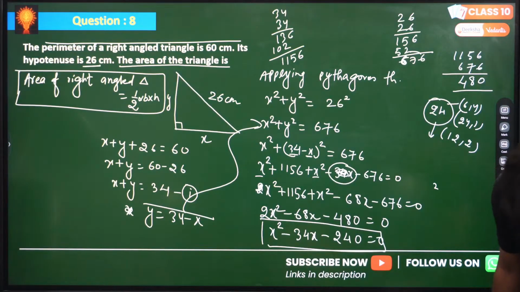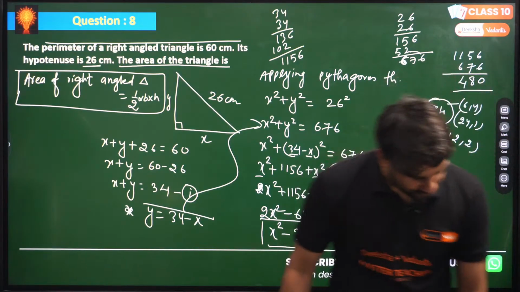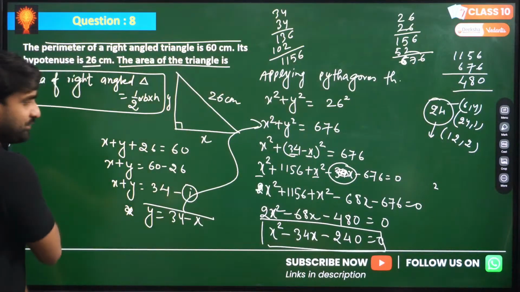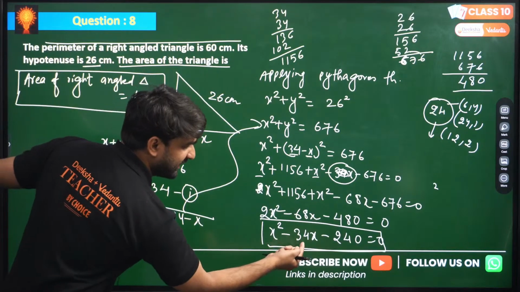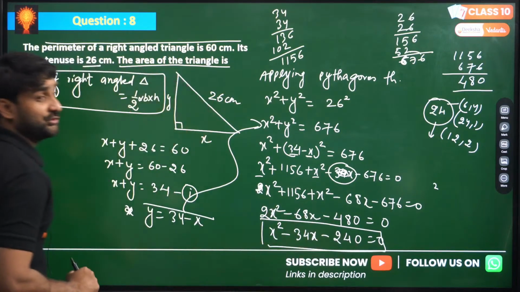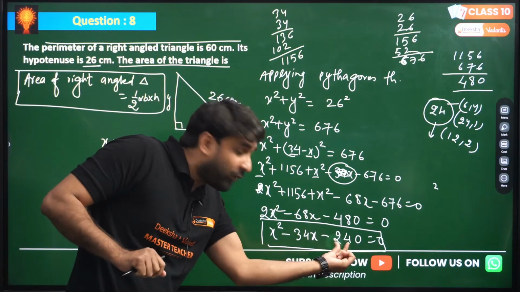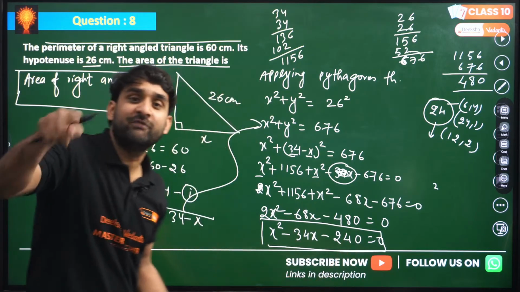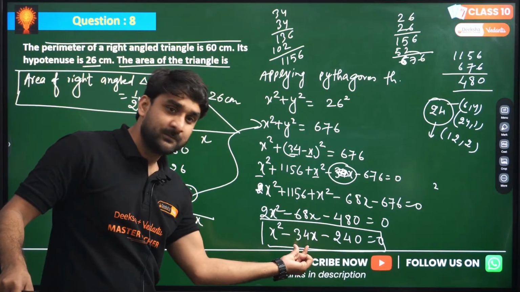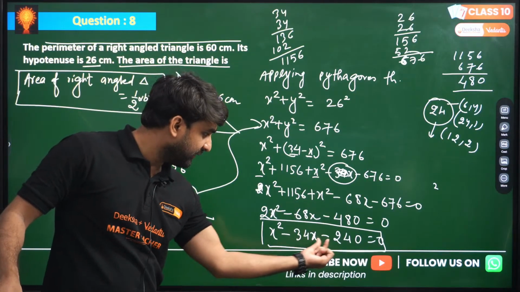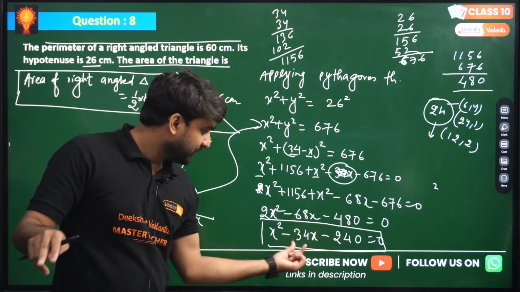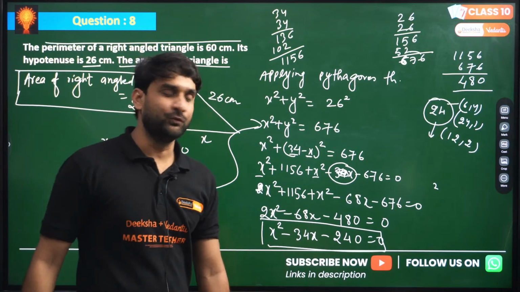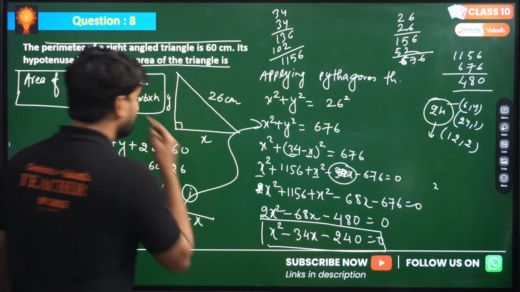120 centimeter square. Yes, let's wait. So many students have answered. I think Marine and Zero too. Okay, buddy. So this is all about x square minus 34x minus 240 equals to 0. Now, what we can do? This is 240. How can you factorize? How can you split this so that you can get 34? If you subtract any two numbers to get 34 and their multiplication should be 240, which number will be there?